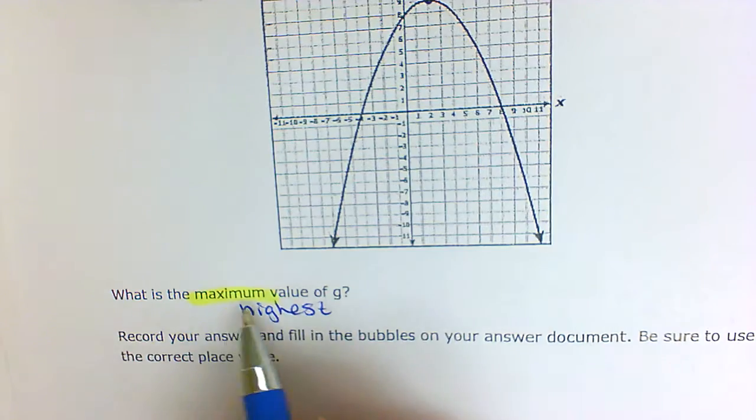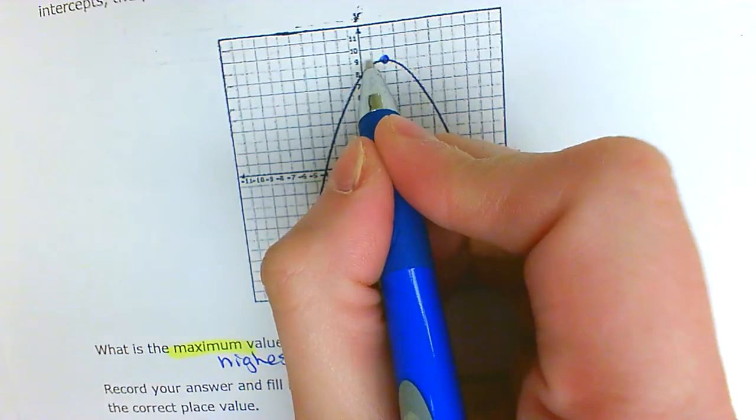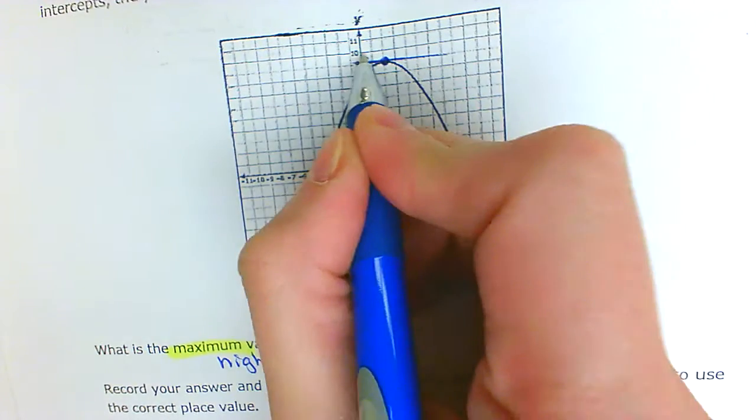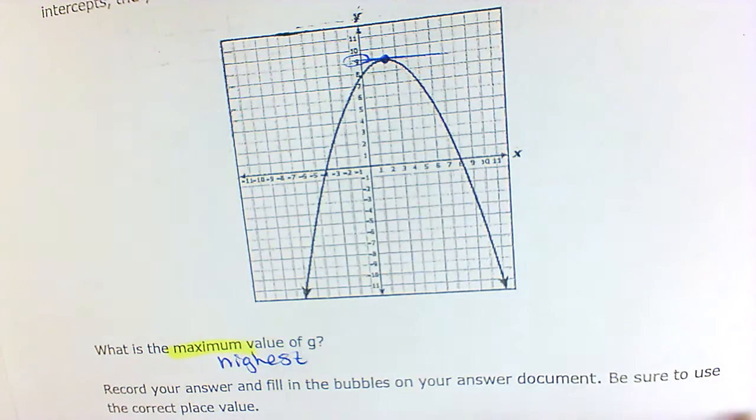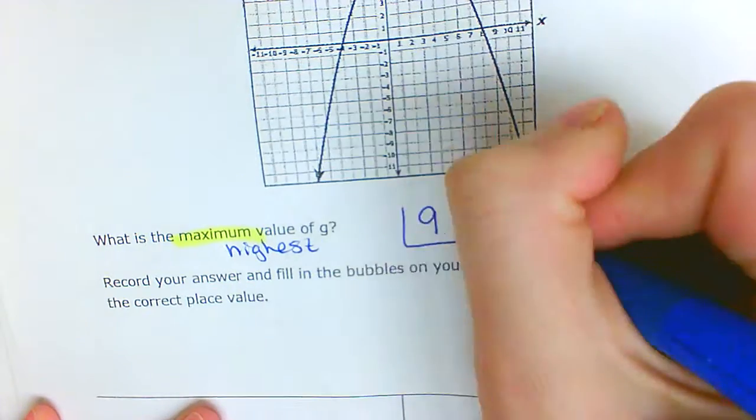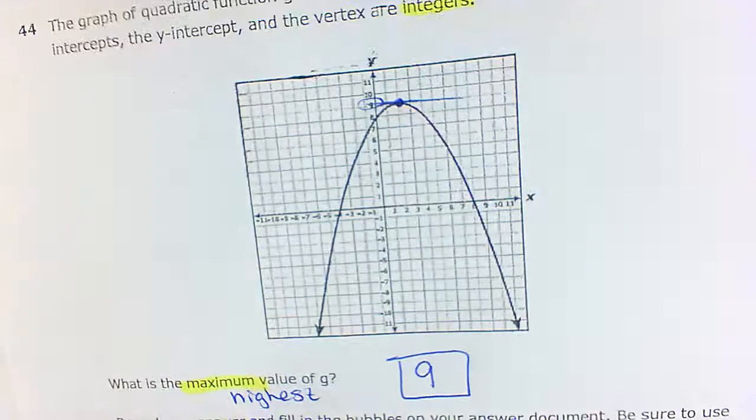Now, when they actually want just the value, not the ordered pair, they are talking about how high this equation goes. It goes all the way up to 9. That's the maximum value. So that was number 44.